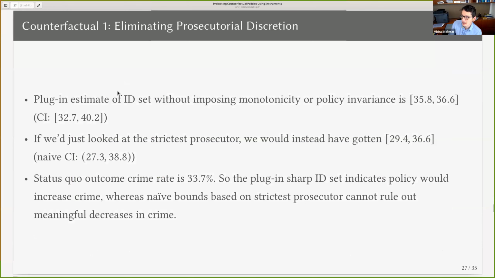Now, if I ask what's the identified set without imposing any monotonicity or policy invariance for this counterfactual where I eliminate prosecutorial discretion and I require that the prosecutors prosecute everyone, it's actually fairly tight. It's between 35 and 36%, with a fairly tight confidence interval. And actually much tighter than the bounds I would have gotten if I just look at the most strict prosecutor.